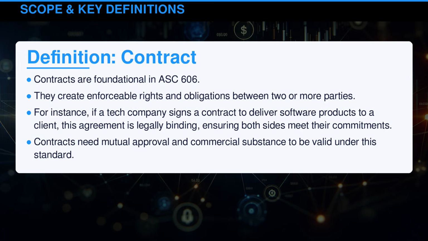Contracts are foundational in ASC 606. They create enforceable rights and obligations between two or more parties. For instance, if a tech company signs a contract to deliver software products to a client, this agreement is legally binding, ensuring both sides meet their commitments. Contracts need mutual approval and commercial substance to be valid under this standard.